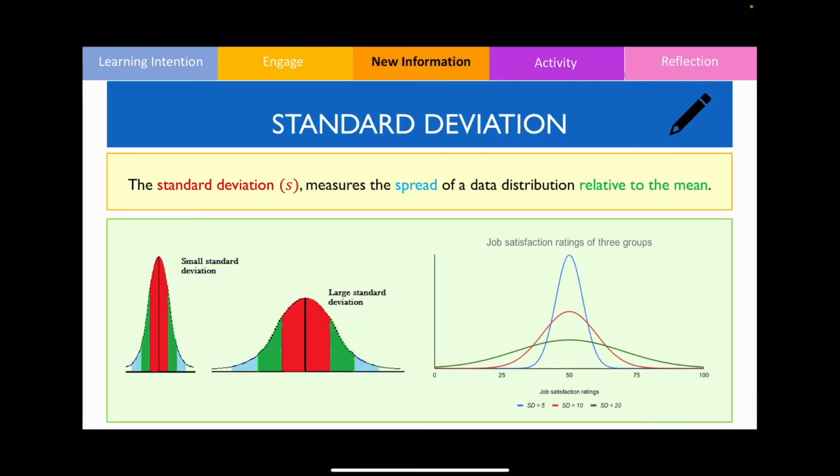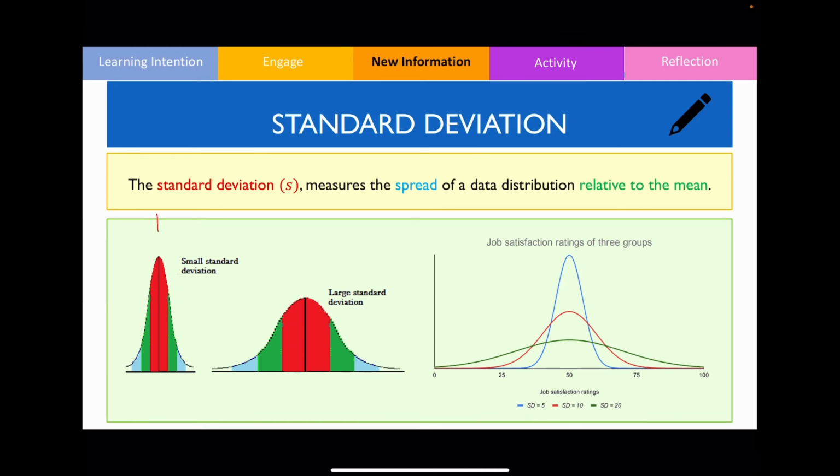So the standard deviation, which is represented by the letter S, measures the spread of a data distribution relative to the mean. In other words, this tells us how dispersed and scattered the data are away from the mean. Let's refer to the example down below so you have a better understanding of what the standard deviation represents.